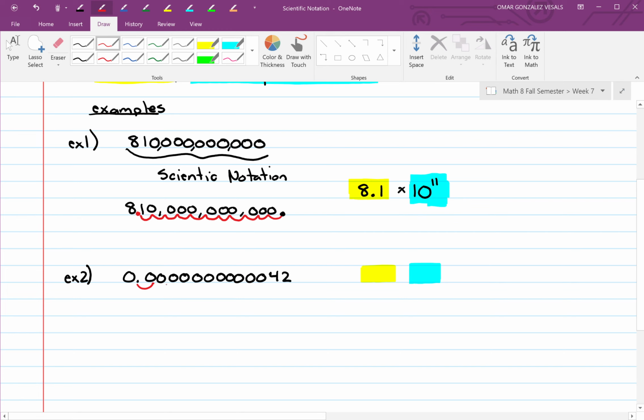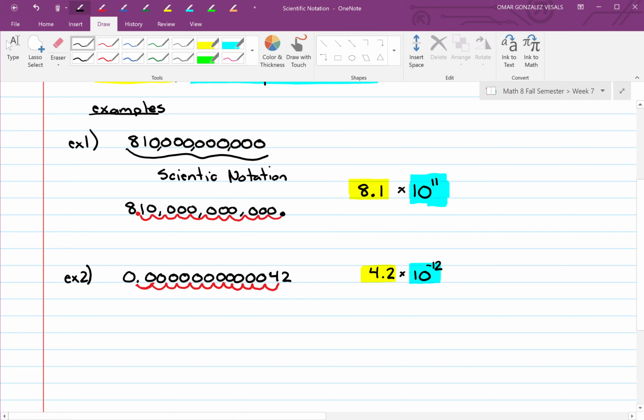1, 2, 3, 4, 5, 6, 7, 8, 9, 10, 11, 12. Why did I stop there? Because it's 4.2, which is in between, less than 10 and greater than 1. Exactly. So it's going to be 4.2 times what? Negative 10. Not negative 10. 10 to the power of negative 12.